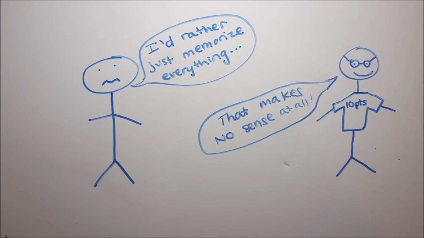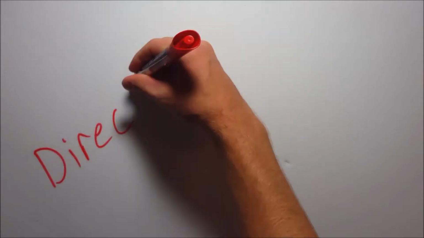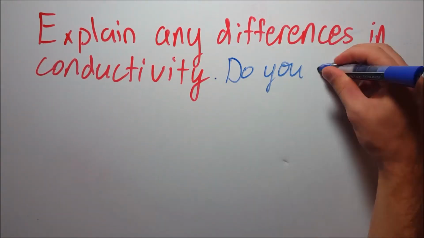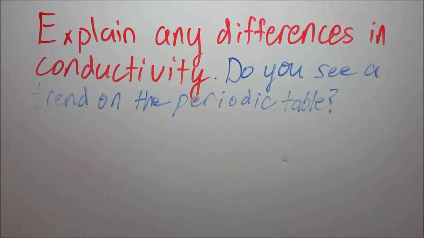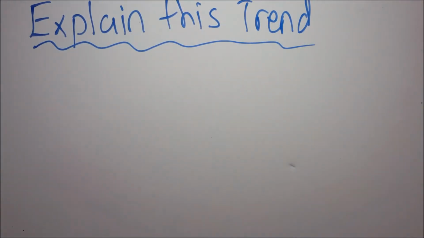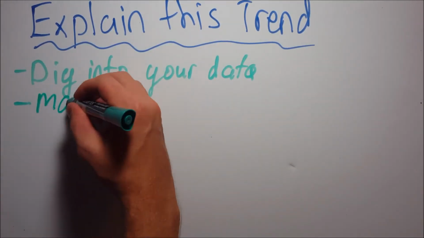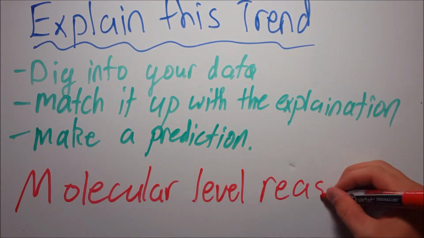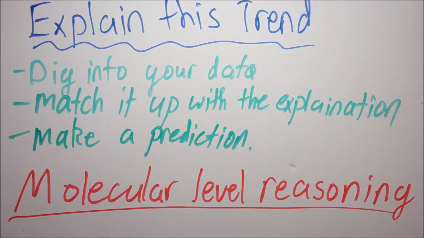You're going to be asked this question in the post-lab. Explain any differences in conductivity that you observed. Do you see a trend on the periodic table? Explain this trend. That last question is the killer. Explain this trend requires you to dig into your data, match it up with the explanation for the data, then makes you dig deeper and asks you to essentially make a prediction. Give a reason on the molecular level for what you're observing.